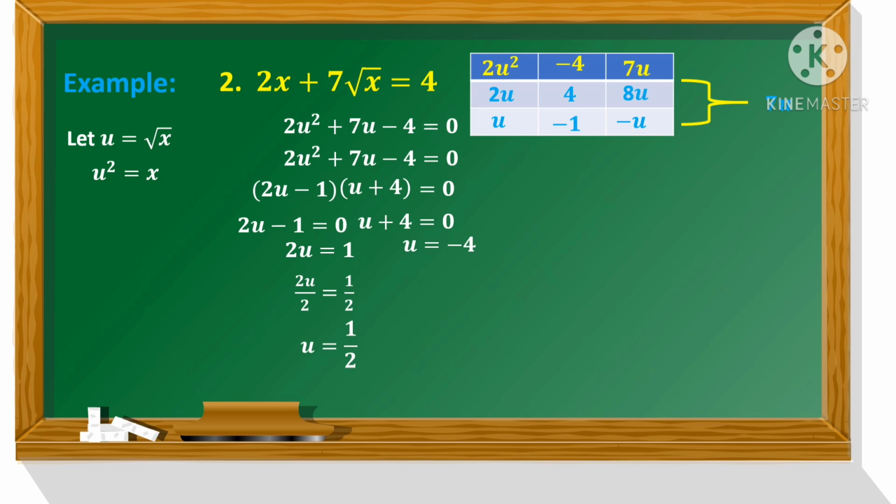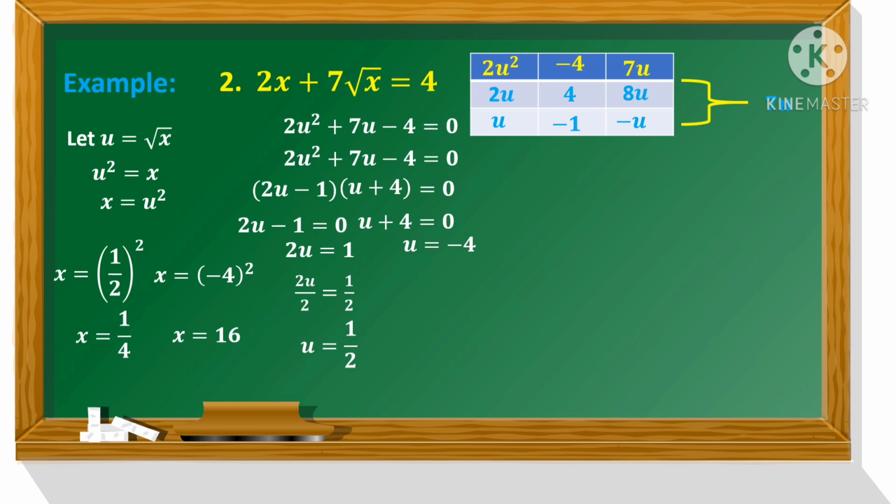So we are going to use these values now to find the value of x. Okay? By the symmetric property, we can interchange u squared and x. So we have x equals u squared, and we'll replace u by 1 half and negative 4. So we have now x equals 1 half quantity squared. Then the other one is x equals negative 4 quantity squared. Okay, if we square 1 half, we have 1/4. If we square negative 4, you have 16.